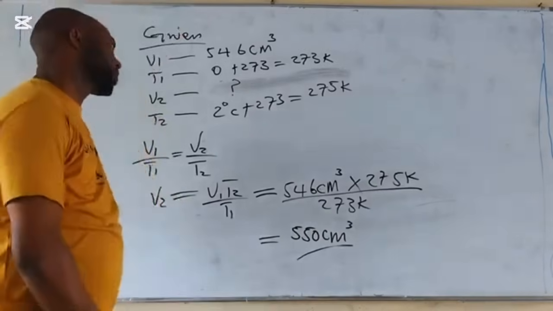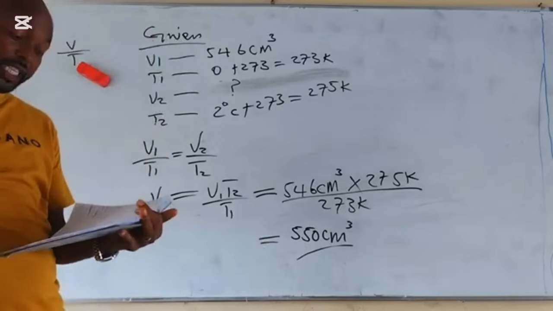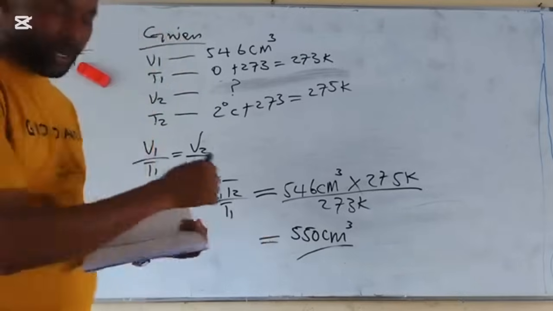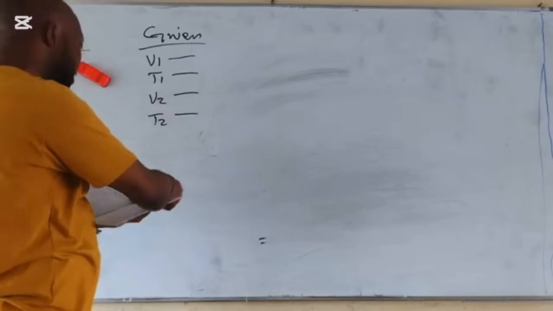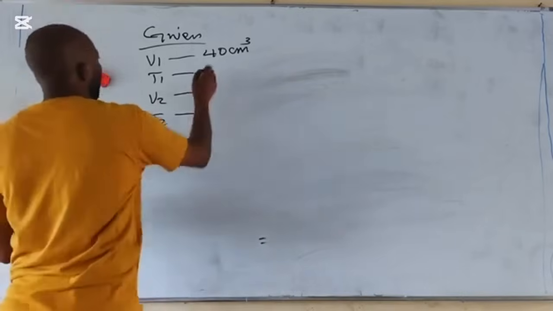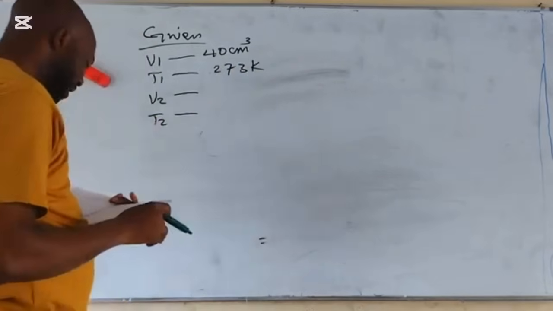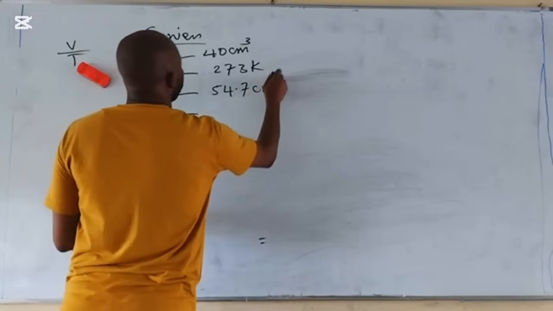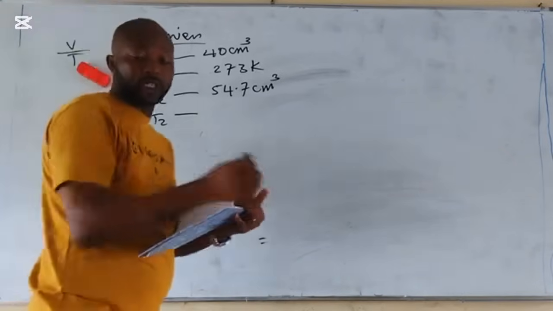Let's take our 5th question. It says, a fixed mass of gas occupies 40 cm3 at 0 degrees Celsius. So we have our V1 and T1. V1 is 40 cm3. T1 is 0 plus 273, which gives us 273 Kelvin. Find the temperature at which its volume becomes 54.7 cm3, assuming that its pressure remains constant. So we're looking for T2.